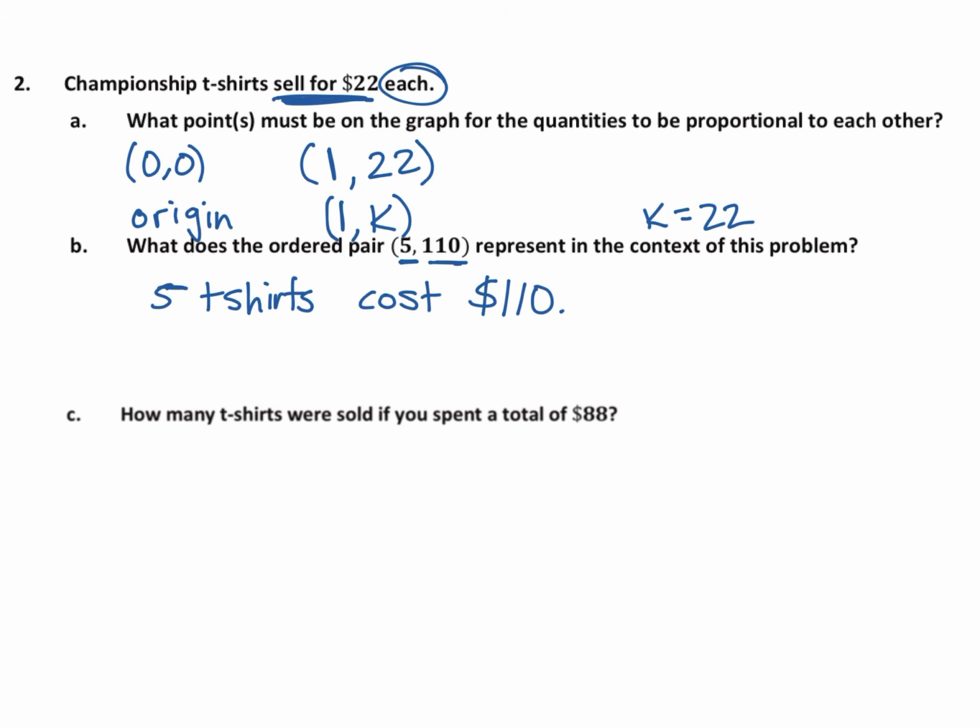C, how many t-shirts were sold if we spent $88? Well, we can take 88 and divide it by 22, which is how much they each cost, and that'll tell us that 4 shirts can be purchased for $88.